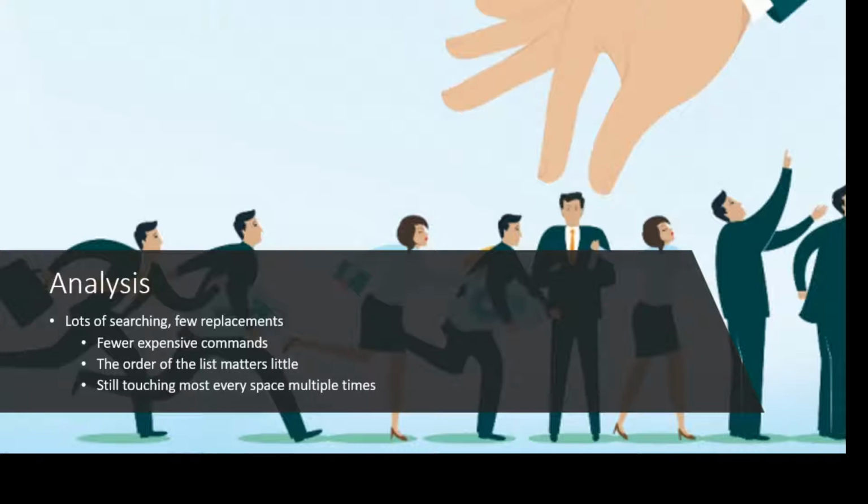If we look at this, it's a lot of searching through the list, but very, very few replacements. The replacements can be expensive commands, sitting there and moving those values around, because there are multiple steps inside of there. And so the great part about this is the order doesn't really matter. If the list is already ordered, then great. But regardless of whether it's ordered one way or the other, it's still touching almost every single item that comes through here.